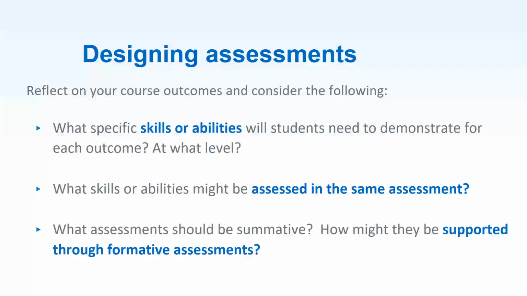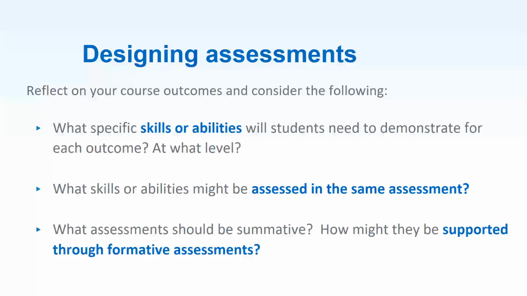The second question we'd ask you to think about is what skills or abilities might be assessed in the same assessment. So this doesn't necessarily have to be one assessment per outcome, and in fact, given the number of outcomes and objectives for any given course, that is often quite impractical.